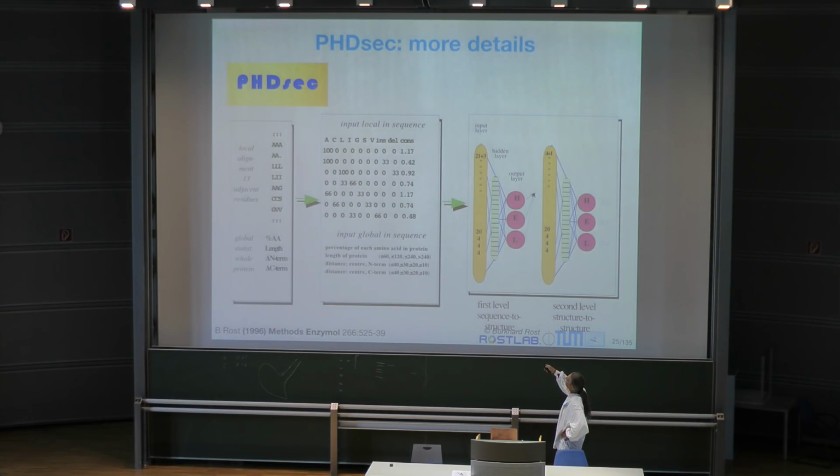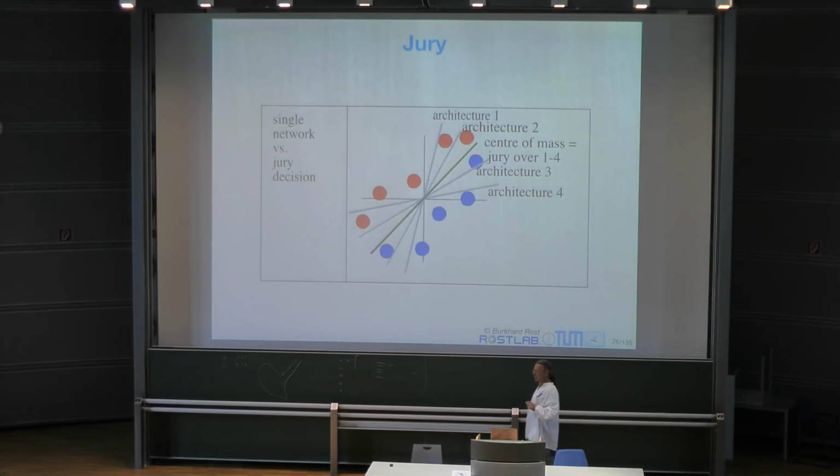There are some additional features of the final system. So the final system uses some additional input information. For instance, it uses where the current window is with respect to the beginning and the end of the protein, how long the protein is, what the overall composition of amino acids is. So there are some additional features that go in, and all of this, there's a first level and a second level. And then comes this issue that I also did not talk about before.